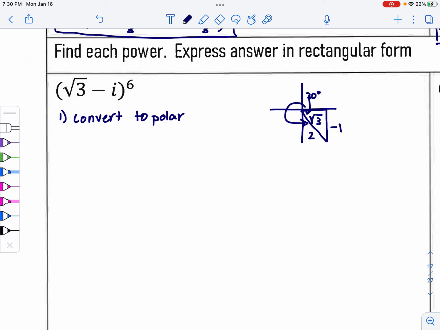So I know this one. This one does not require me to use Pythagorean theorem. This one does not require me to use my SOHCAHTOA. I know this triangle, so I'm going to keep it as simple as that. What I see is that my r value is 2, and my theta was 330.